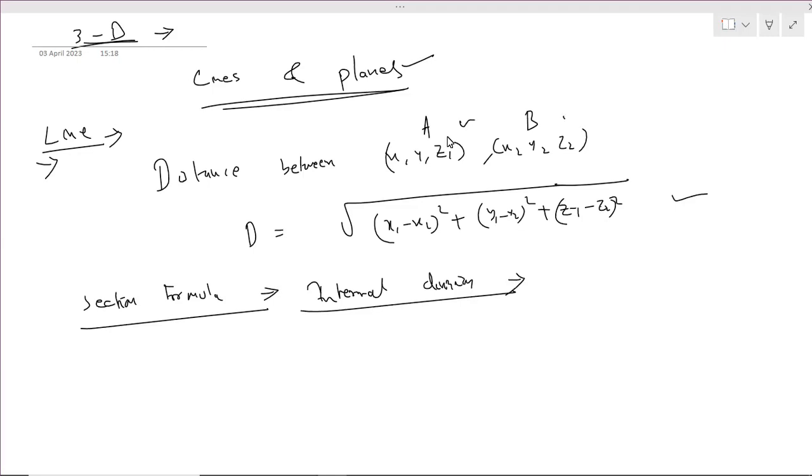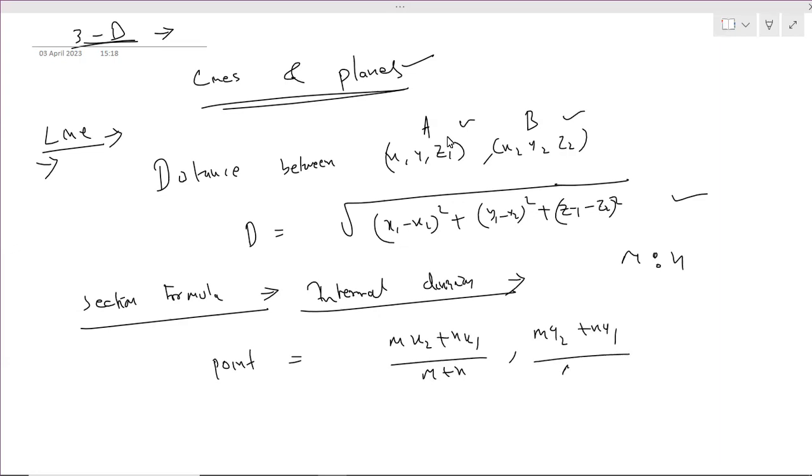Suppose these 2 points are divided by a point C in the ratio m:n. Then the point is (mx2 plus nx1) upon (m plus n), (my2 plus ny1) upon (m plus n), (mz2 plus nz1) upon (m plus n). In external division, this all becomes negative.